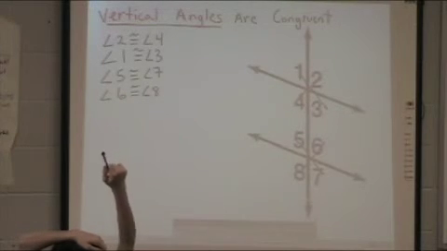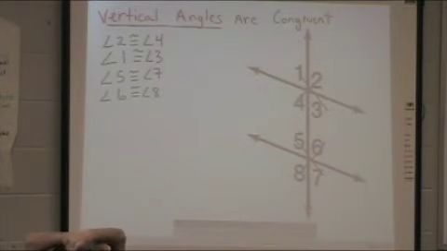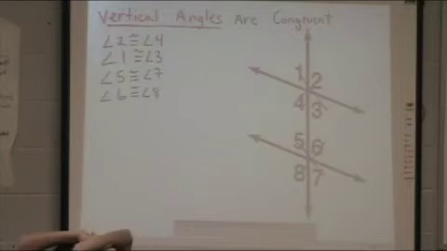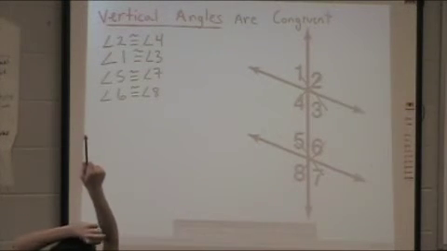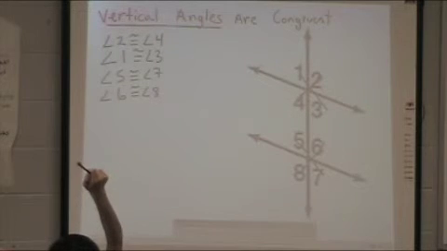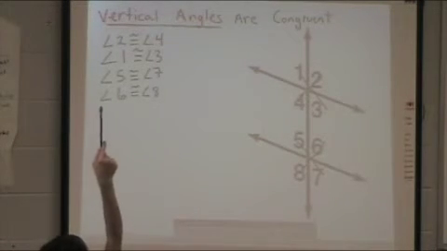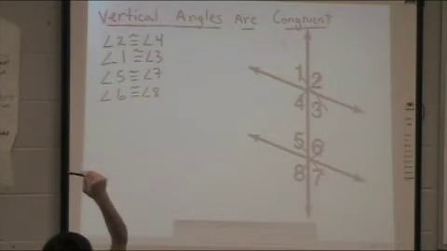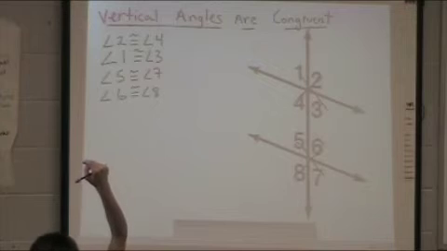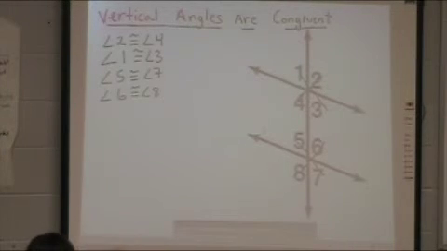Now we talked yesterday about vertical angles, and we've written up here all our vertical angles. Vertical angles are across from each other, so 2 and 4 are vertical, 1 and 3 are vertical, 5 and 7, and 6 and 8 are vertical. We also learned yesterday that vertical angles are congruent. Okay? Now, these are all your vertical angles in this diagram right here.